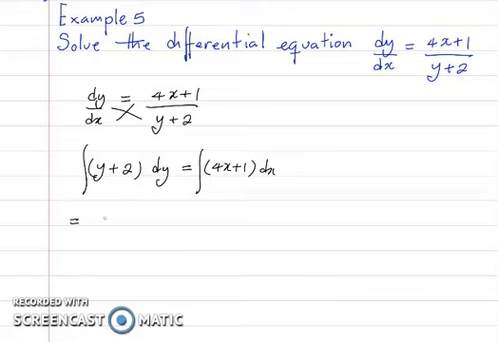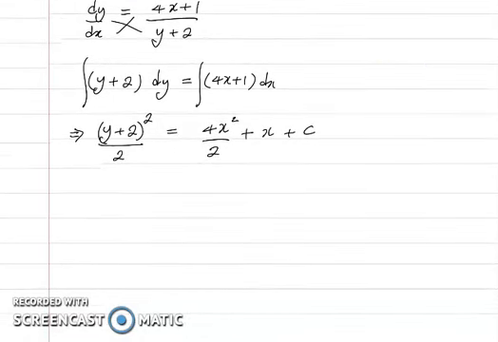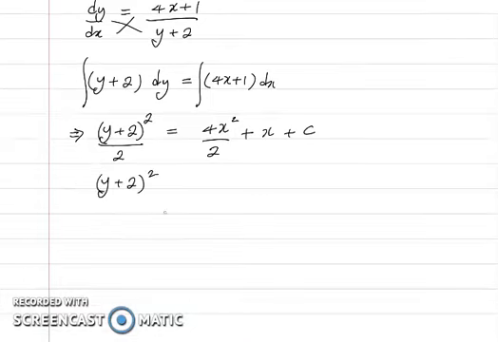So let's integrate this way. We're going to have y plus 2. We're going to raise the power by 1, and so the power becomes 2. And I divide by the new power, which is 2. Over here, this is equal to 4x squared divided by 2. And if I integrate 1 with respect to x, I'm going to get x plus c, which is the constant of integration. So what I'm going to end up with is y plus 2 squared over 2 is equal to, all right, no need to do this.